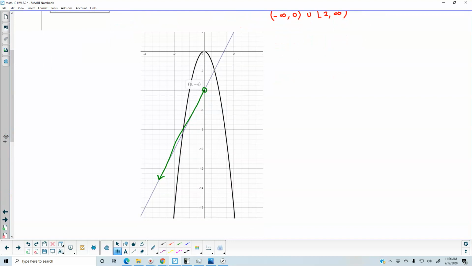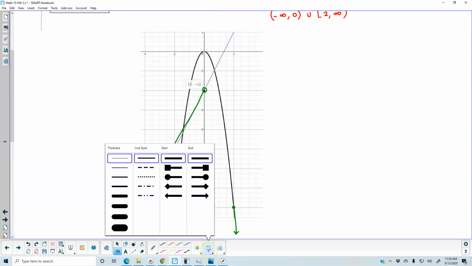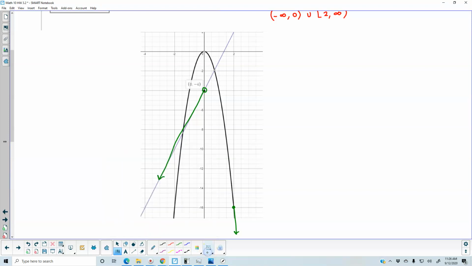So that means at 2, you're going to have a closed circle on this graph, and then it's going to go in this direction. So that means everything else we shouldn't have on the graph. So I'm just going to use something to kind of trace over that. So you can see here that this piece wouldn't exist, because of the restriction, and neither would this piece. And so that would represent the domain of the function.